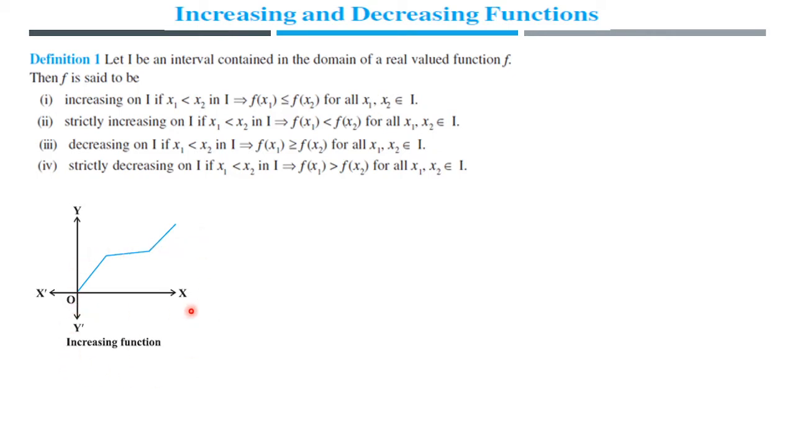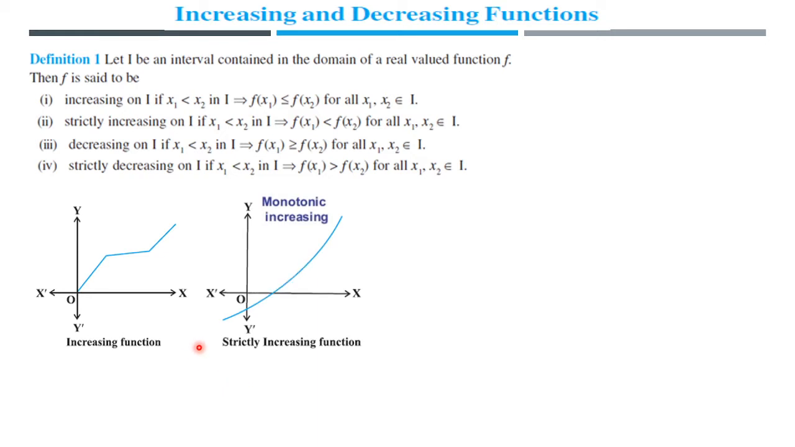If x is increasing, then f(x) is also increasing. Second is strictly increasing. Strictly increasing means if x1 is less than x2, then outputs, meaning f(x1) and f(x2), are also following the same relationship. We call strictly increasing functions monotonic increasing as well, because they only increase and increase. They don't get stable anywhere. Their derivative does not get zero anywhere.